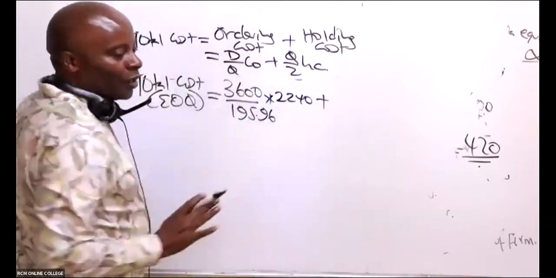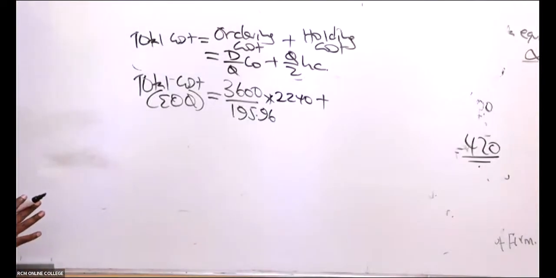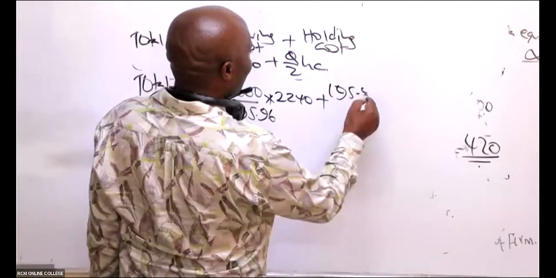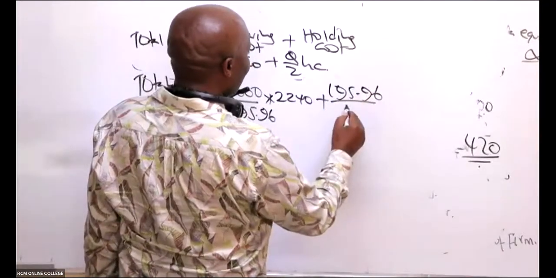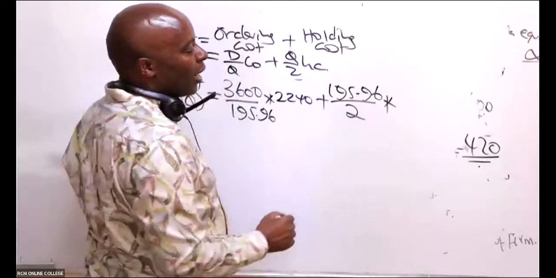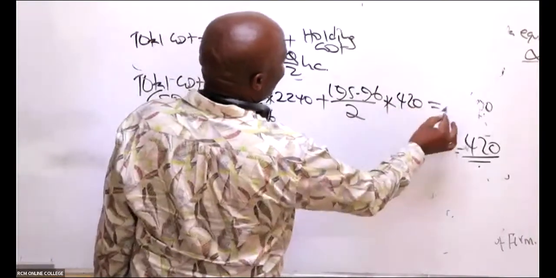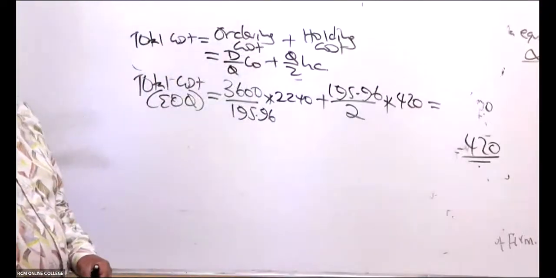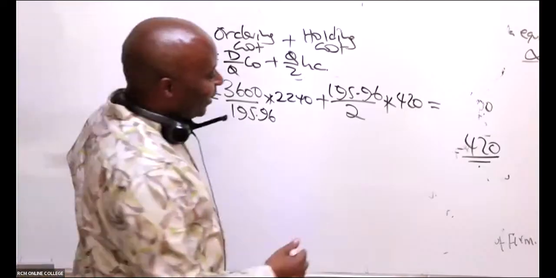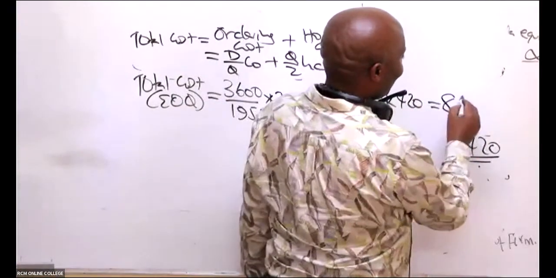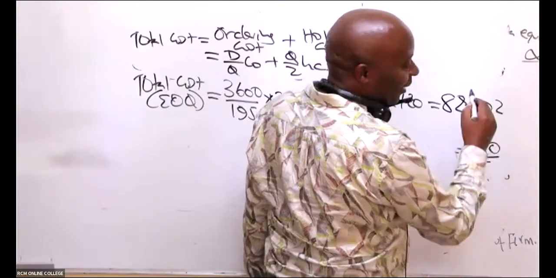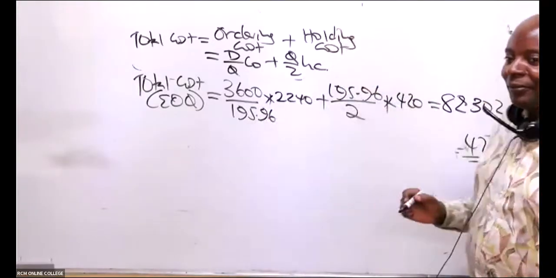Plus the Q. Q is my EOQ now here, 195.96. We divide this by 2, multiplied by the HC that you guys got, 420. Give me an answer. Final answer is what I want. An ugly number, right? 82, 302 point something.